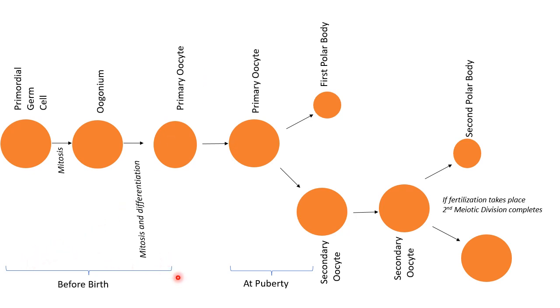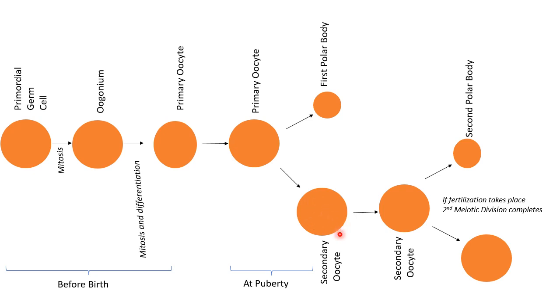Then from birth until puberty, you find that this cell that had undergone the first meiotic division is arrested in prophase 1 of the diplotene stage. Then at puberty, the first meiotic division will be completed, and we will have formation of the first polar body and the secondary oocyte. As you can see, the secondary oocyte is larger than the first polar body. So why do we call this a polar body? Because it will degenerate. The one with more cytoplasmic content is the one that will proceed to the next stage.